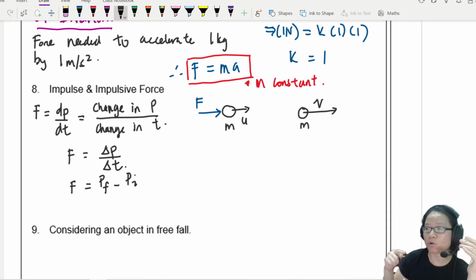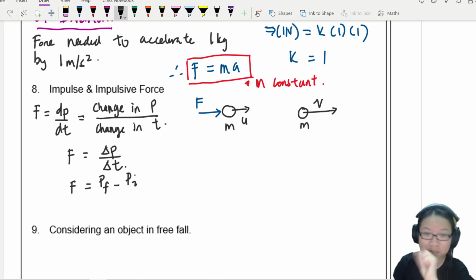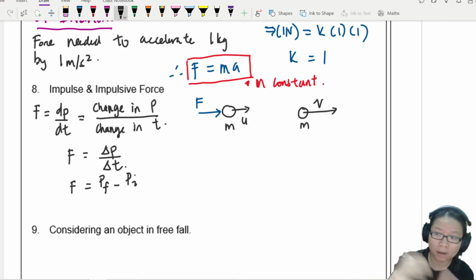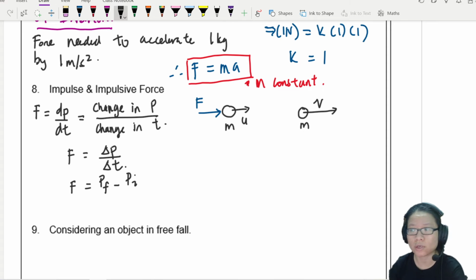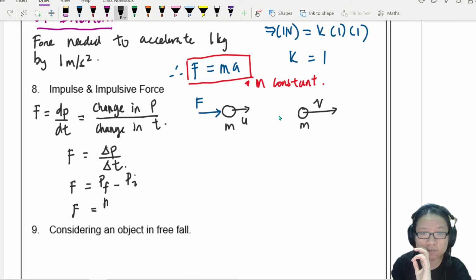In this case, they are both pointing in the same direction, so no need to worry too much. But if there's a rebound case, which we will look at later in the papers, you put a negative sign, my friend. But in this case, we're going to stick to the vanilla case first. So it's mv minus mu over t.